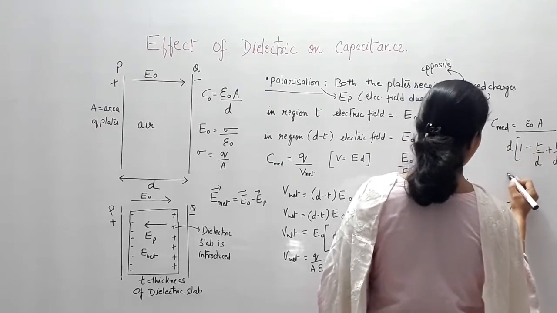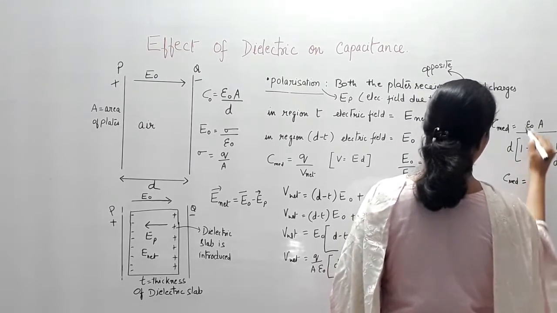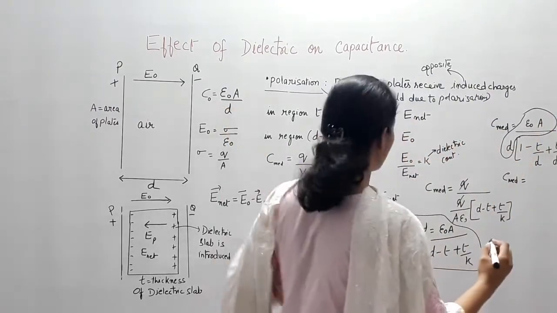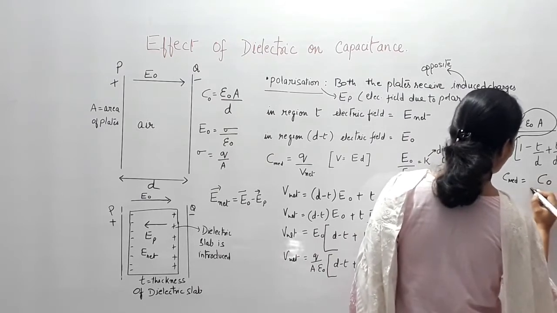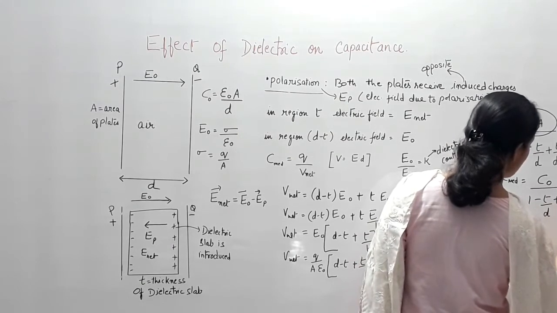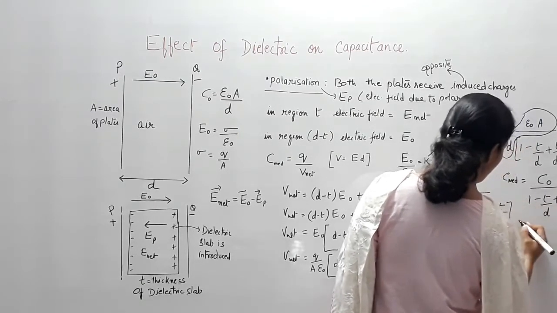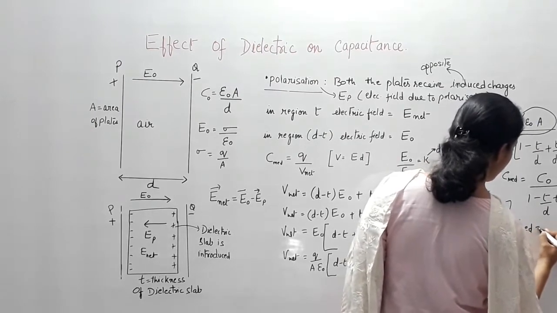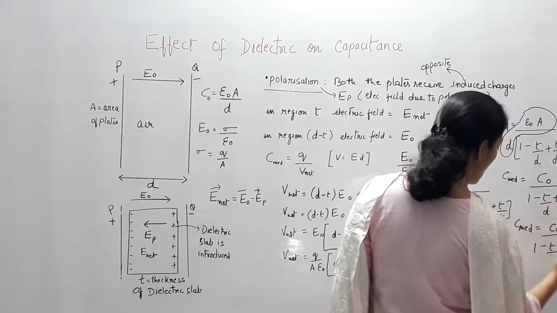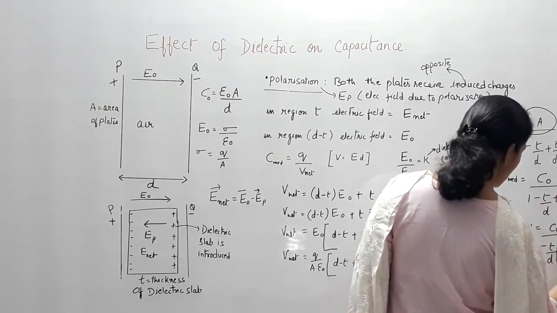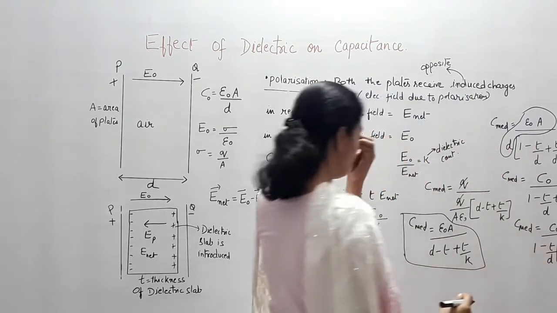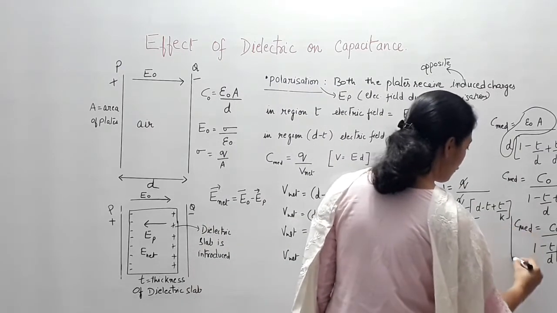What is this term? C medium is equal to... epsilon naught A by d is nothing but C naught. C naught divided by 1 minus t by d plus t by dk. If you want, you can further write it as C medium is equal to C naught times 1 minus t by d, taking t by d common from both the terms, into 1 minus 1 by k. This is another simplified expression for C medium.